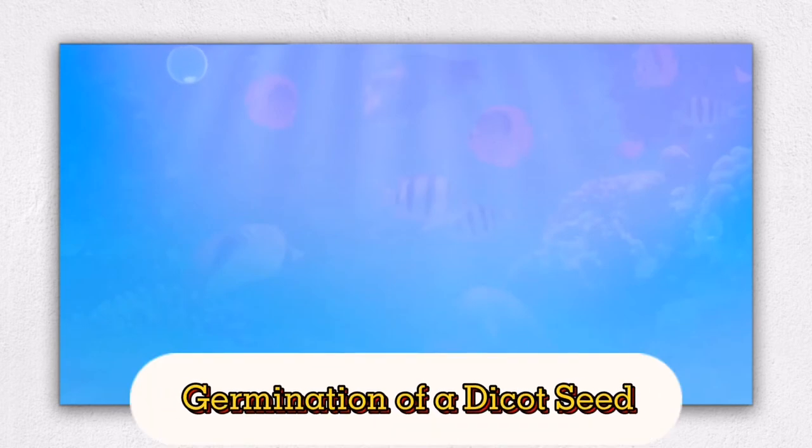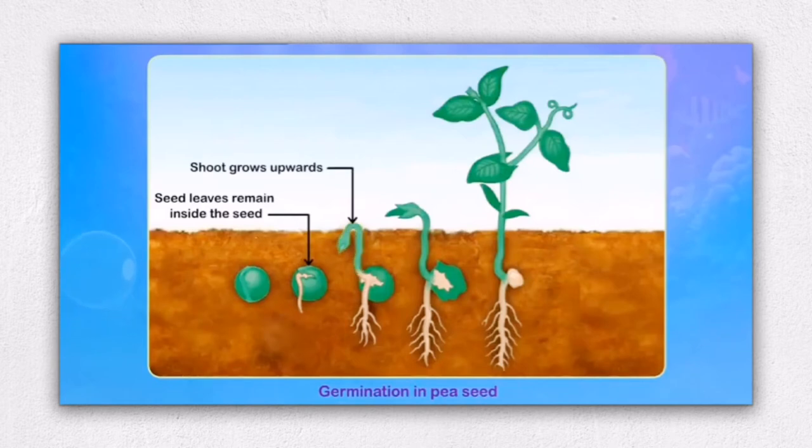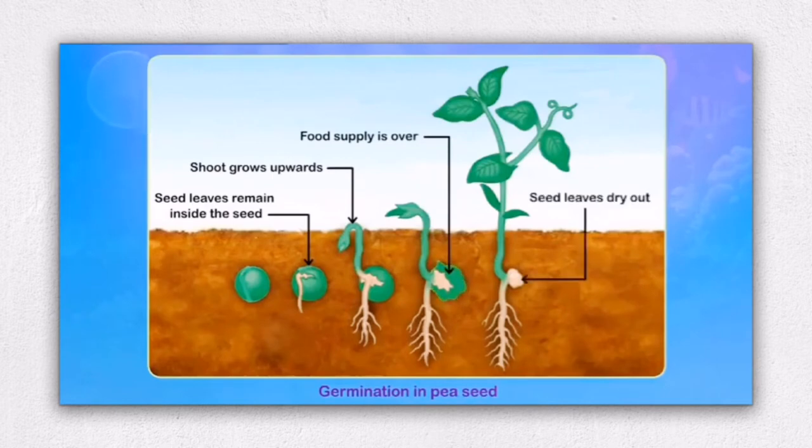Germination of a dicot seed. It occurs in two ways. 1. Germination in pea seed. Here, the seed leaves remain inside the seed and under the soil, whereas the shoot grows upwards. Once the stored food supply is over, the seed leaves dry out.